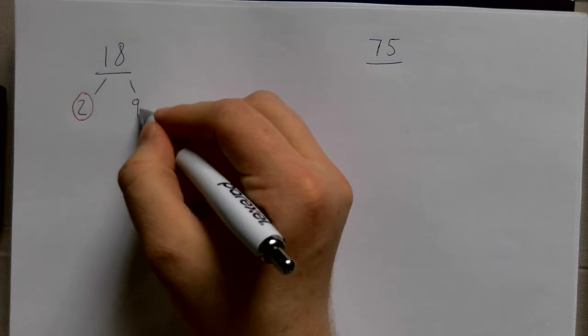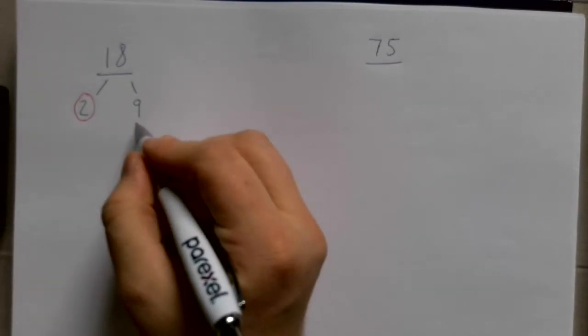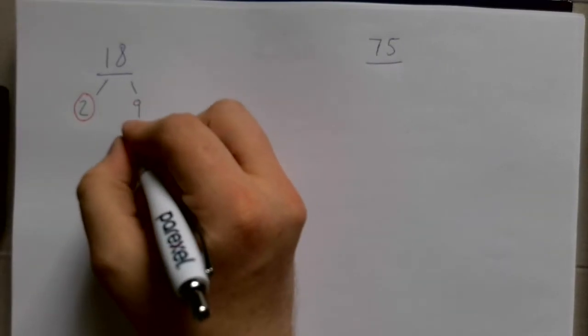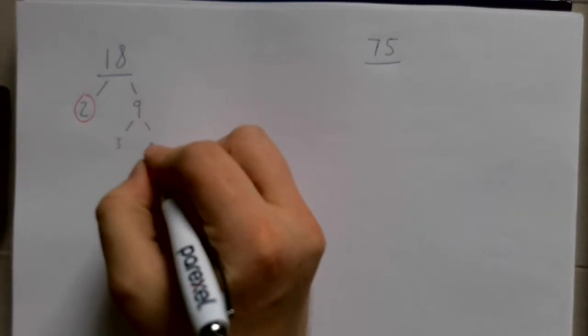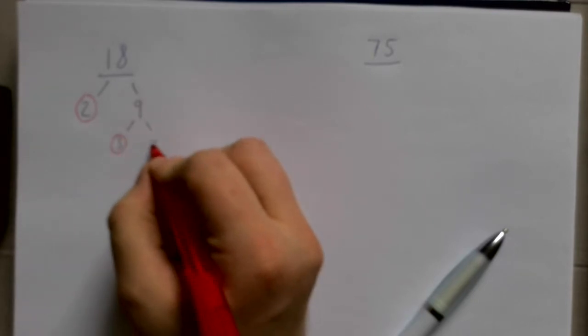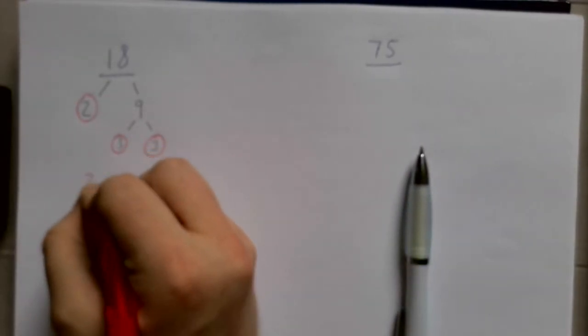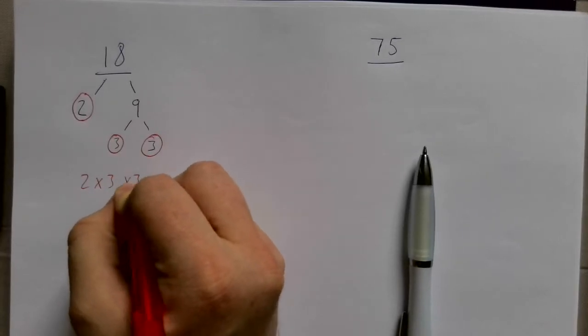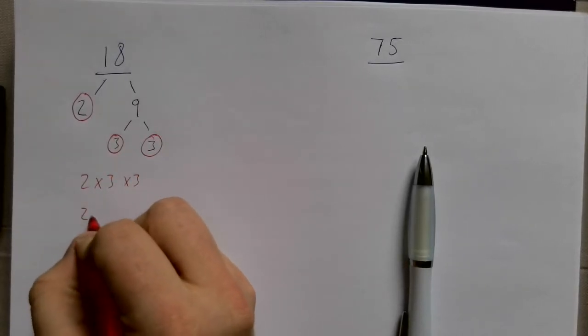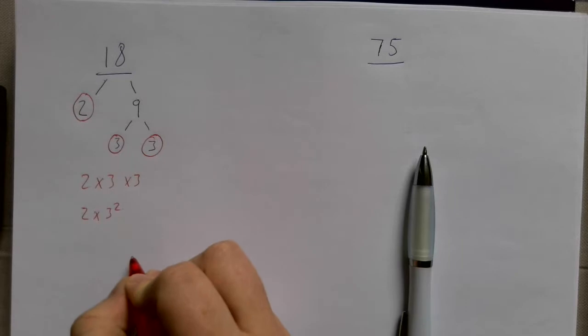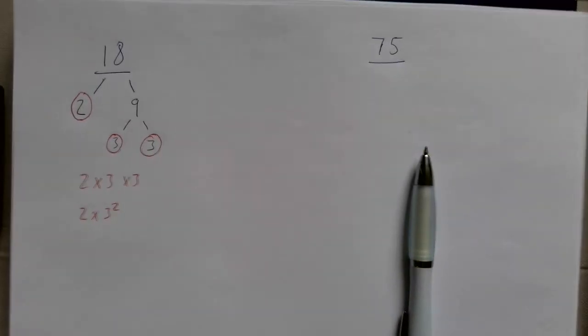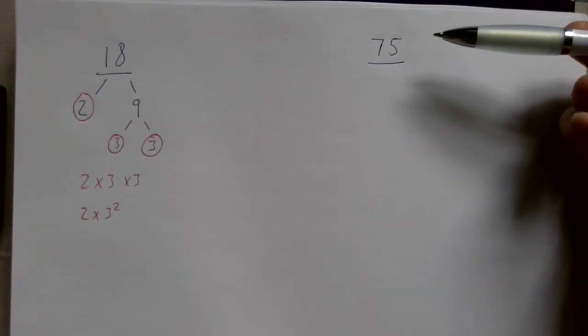Next thing I've got is my 9, okay? Now I know that 2 doesn't go into 9, but 3 is my next biggest prime number. If I divide that into 9, I'm left with 3. So there we've got a prime number and another prime number. We've closed off all our branches, and if we want to write out our answer, our prime factor decomposition, we're going to do 2 times 3 times 3, and then we're just going to simplify this to 2 times 3 squared, okay?